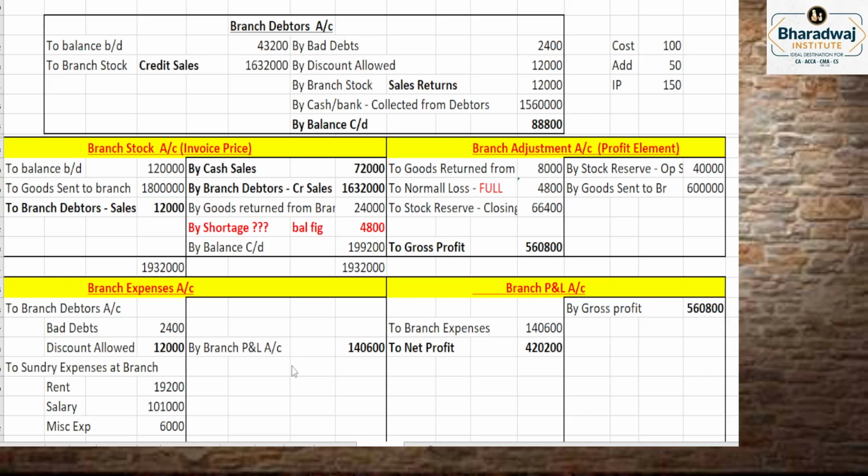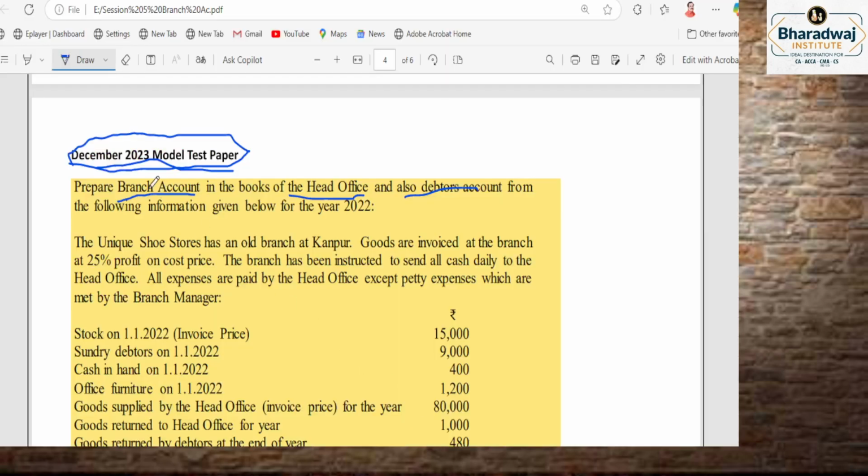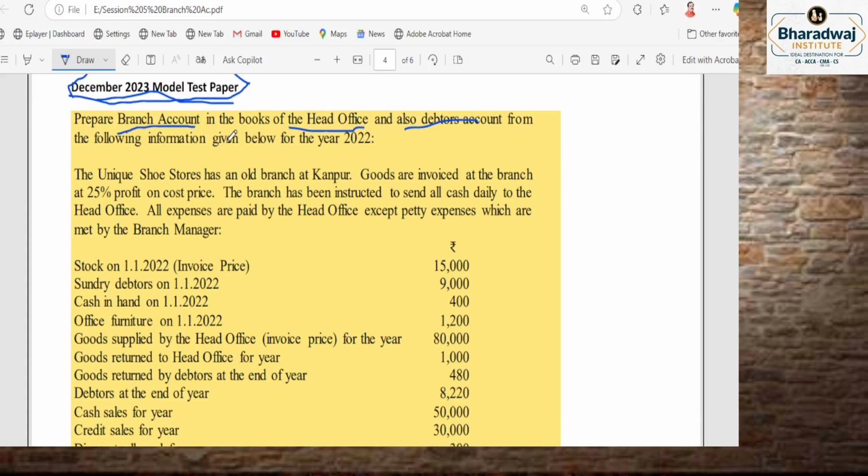Please copy this. Then try which question number? Which question are you going to try? December 2023 model test. Right.